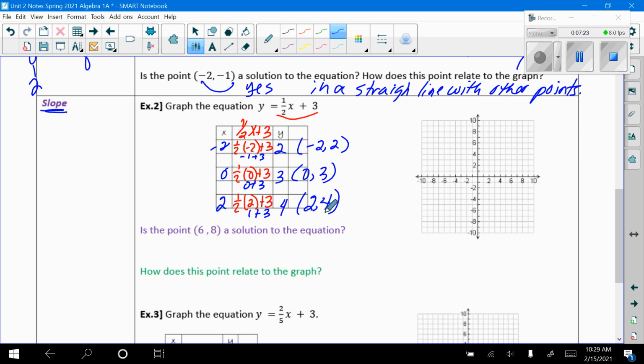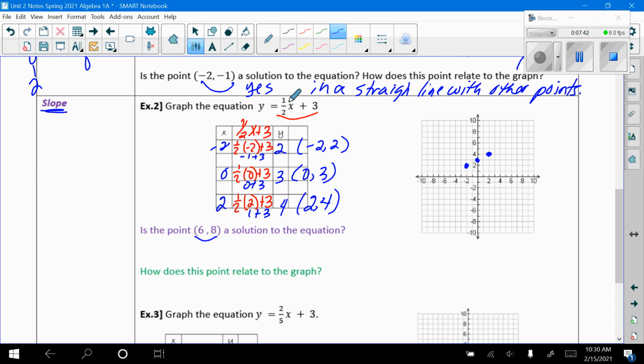And plot the dots. So negative 2, 2. 0, 3. 2, 4. So there's 3, 4. Now it asks me if 6, 8 is on my line.